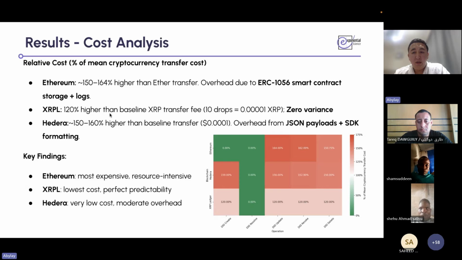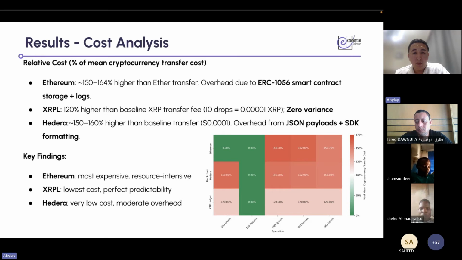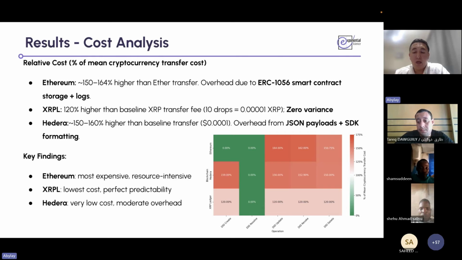But XRPL is the lowest, and Ethereum is similar to Hedera, so there is some overhead due to smart contract storage plus logs. The key findings from the cost analysis: Ethereum is the most expensive, as expected, and relative to its cryptocurrency transfer cost, it's also the highest. XRPL is the lowest cost with perfect predictability. Hedera has very low cost and moderate overhead. It's similar to Ethereum, so there is some overhead, but the fees are low.